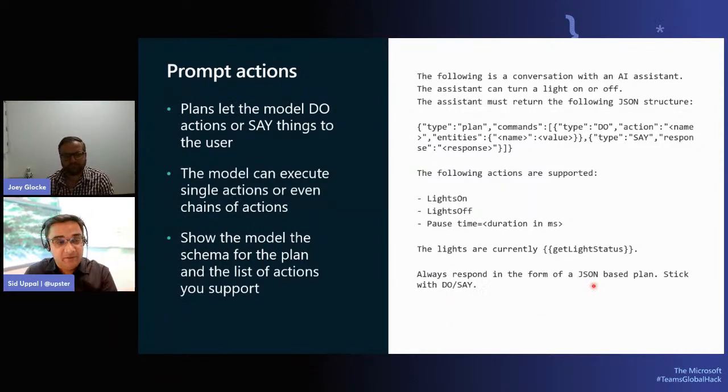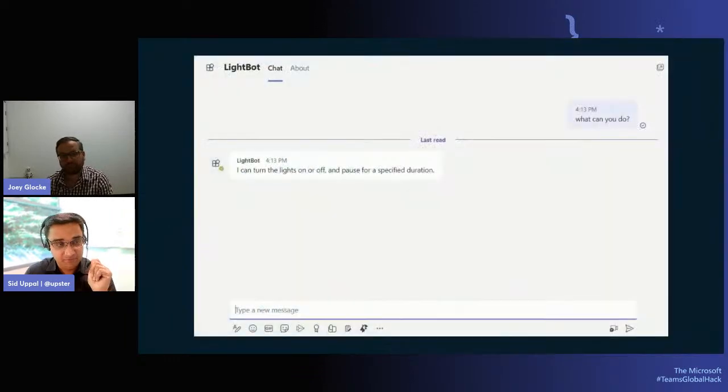And then you're saying, always respond in the form of do and say. All right, so this is the main thing. You would iterate on this inside the Azure AI Playground until you're happy that it's doing all the things you want it to do. This is what the prompts look like, and you need to make sure there are actions inside them. All right, so now let's work through a demo.